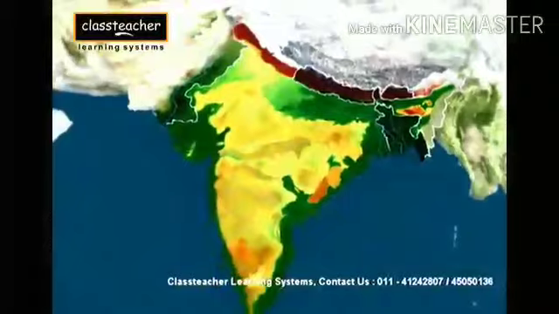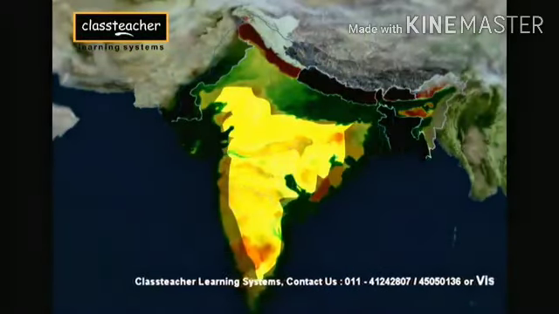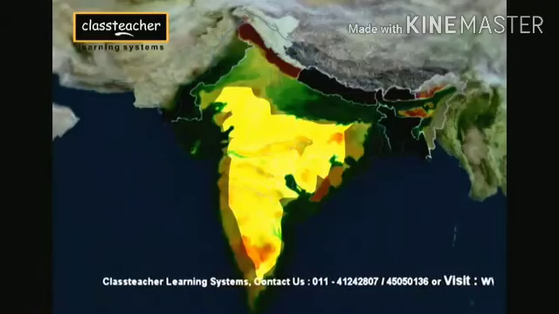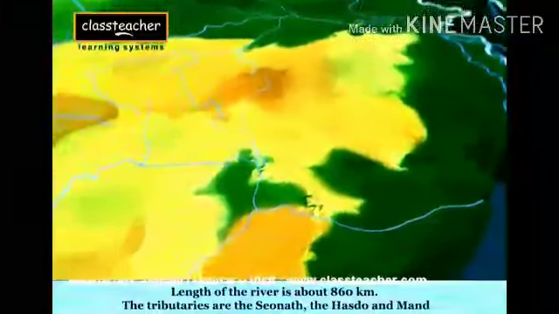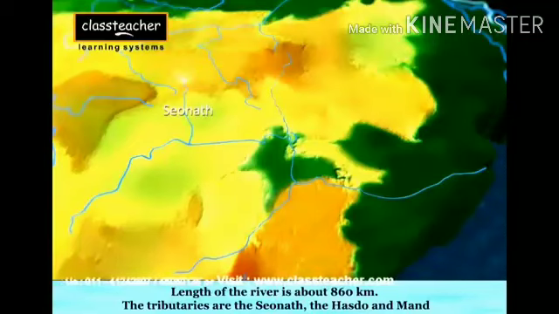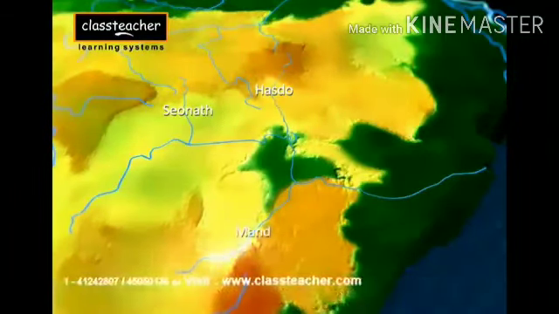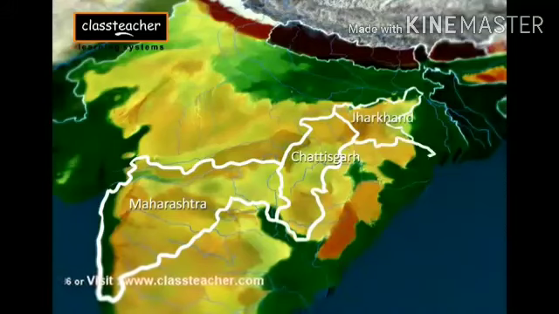Peninsular rivers. The peninsular drainage system is older than the Himalayan one. The peninsular rivers are mainly rain-fed, thus they have a seasonal flow of water. The Mahanadi river system. River Mahanadi rises in the highlands of Chhattisgarh, flows through Odisha to reach the Bay of Bengal. The length of the river is about 860 kilometers and it is joined by the Seonath, the Hasdo and the Mand. The Mahanadi basin covers parts of Maharashtra, Chhattisgarh, Jharkhand and Odisha.